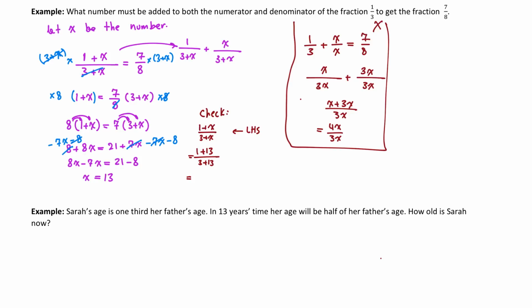1 plus 13 on the numerator gives me 14. 3 plus 13 on the denominator gives me 16. And if I simplify this by dividing the numerator and the denominator by 2, I get 7 over 8, which is equal to my right hand side, meaning that my solution is correct. And to write my final therefore statement, I can write therefore the number is 13.